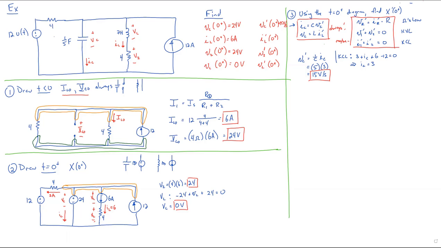Next one. Now, of course, if the problem asked you to find VC, all you would really do again is just find those two things, and then you'd stop there. But for this example, we'll find them all.